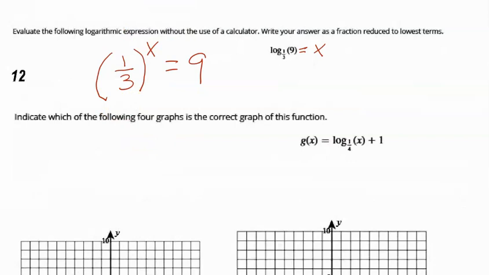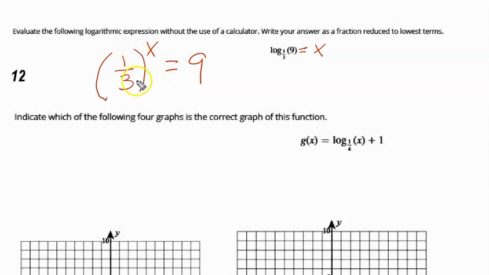In our next example, we're going to take a look at this one, and it's without the use of a calculator to determine what this would be. So if we're going to convert this from its logarithmic form to its exponential form, our base is 1/3. X is the exponent, and it's going to equal the answer 9.